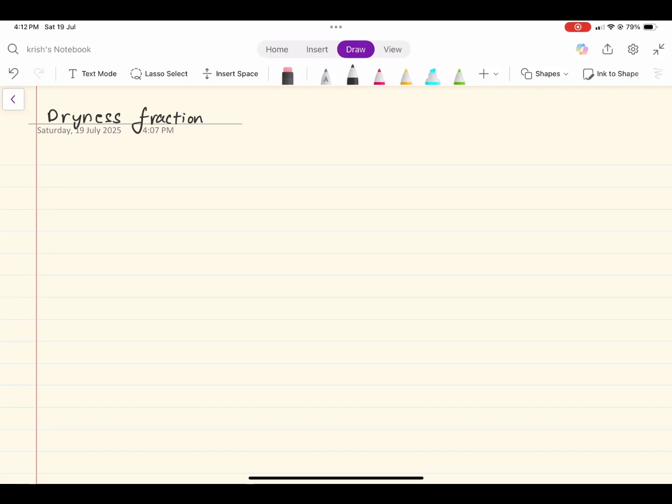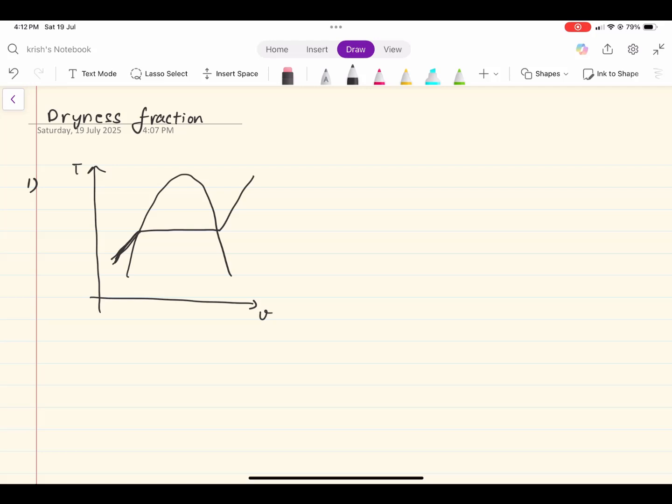So, what is the dryness fraction? We know that in our TV graph that we have been discussing so far, a substance can lie anywhere on this line, right? Over here, we know that it is a superheated vapor. This is the superheated region. And over here, it is the subcooled region. However, this entire region is a saturated mixture.